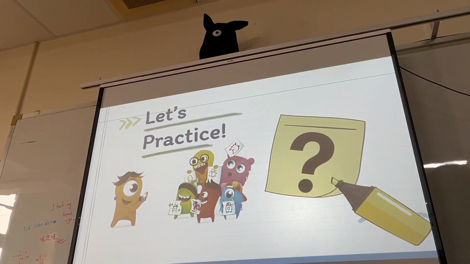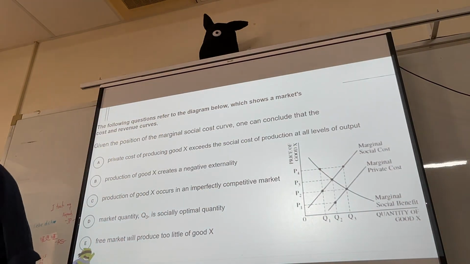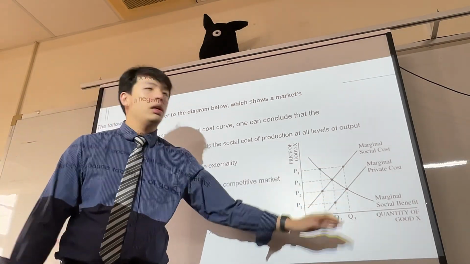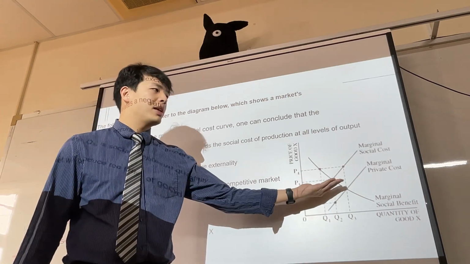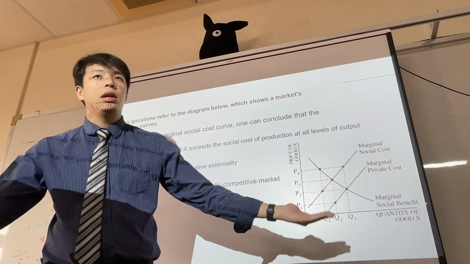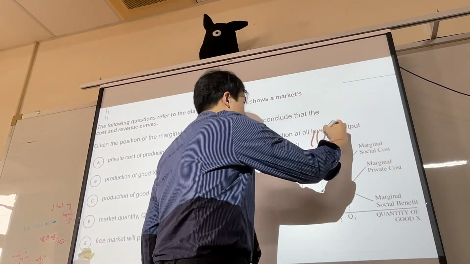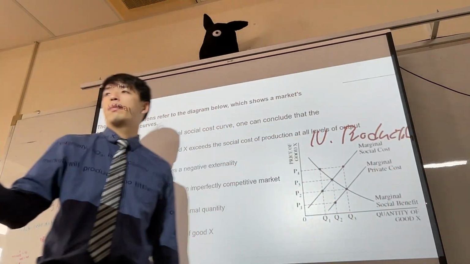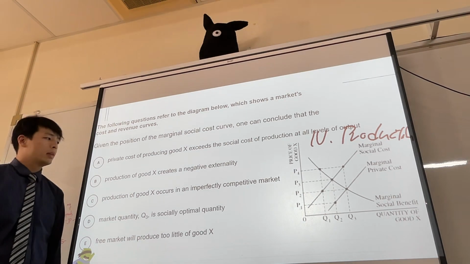A, B, C, D, E. C. Amira, B. So, we have MPB. First things first, you always need to analyze what this is. Is it positive or negative? Negative. Is this a consumption or production? Production. So this is a negative and production. This is something we need to take note of. This is the first thing you need to do. Then, based on that, choose A, B, C, D, or E.